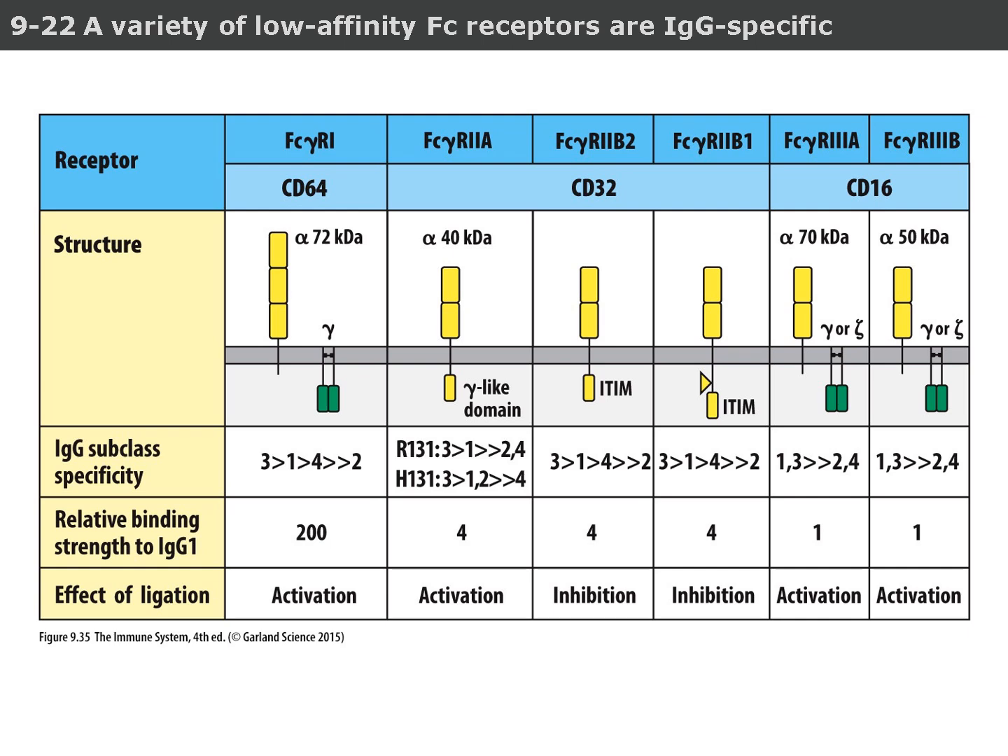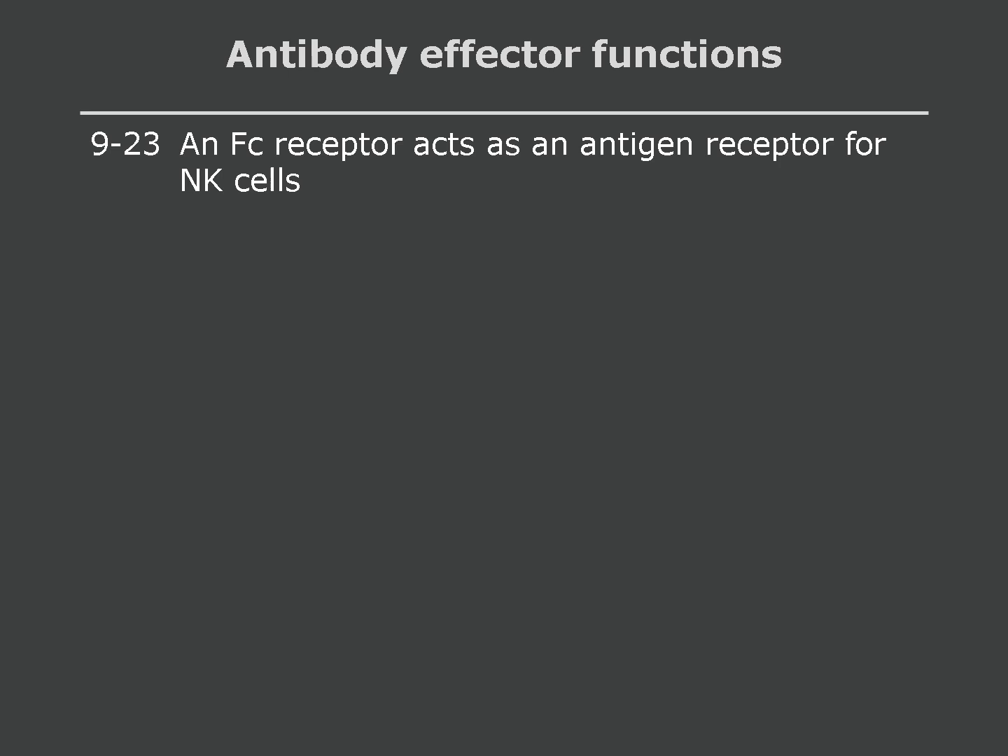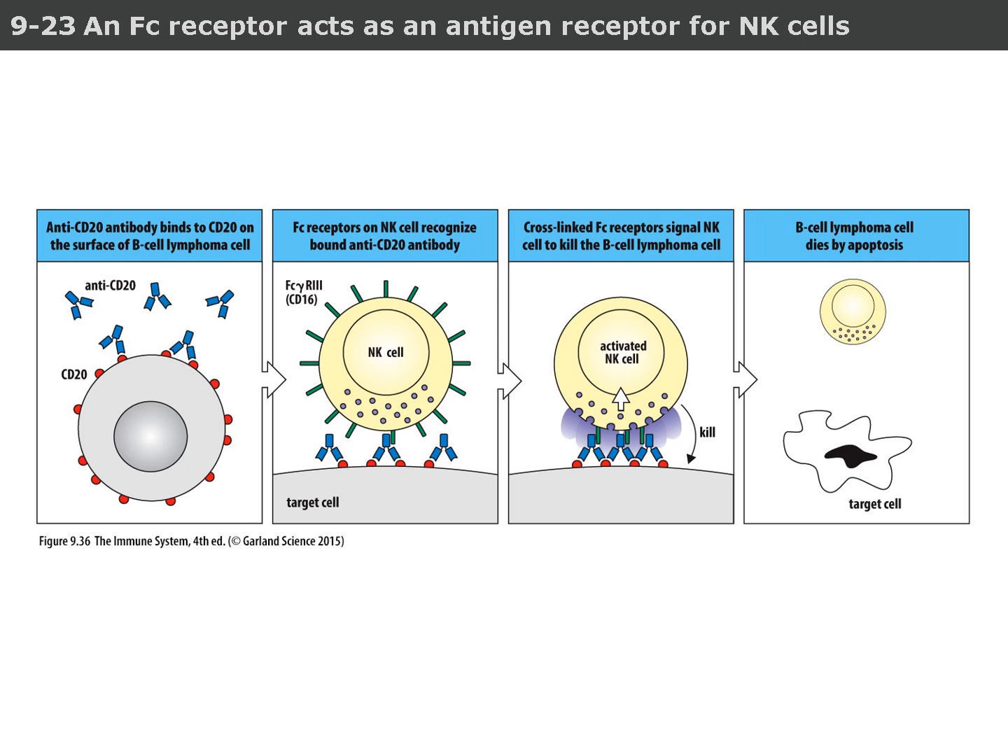Some promote phagocytosis or ADCC, while others downregulate the immune response to prevent overactivation. Together, these receptors finely tune the immune response, balancing activation and inhibition based on antibody engagement. An Fc receptor acts as an antigen receptor for NK cells. This figure illustrates how Fc receptors on natural killer cells enable them to kill antibody-coated target cells, a process known as antibody-dependent cellular cytotoxicity, or ADCC.